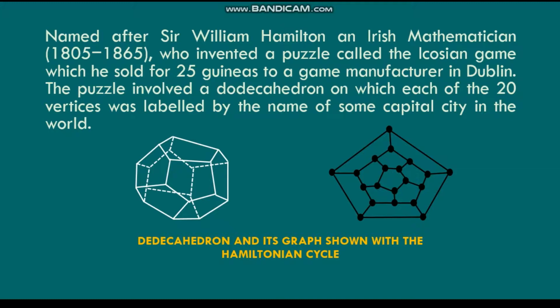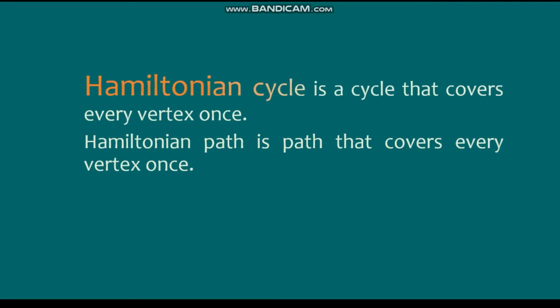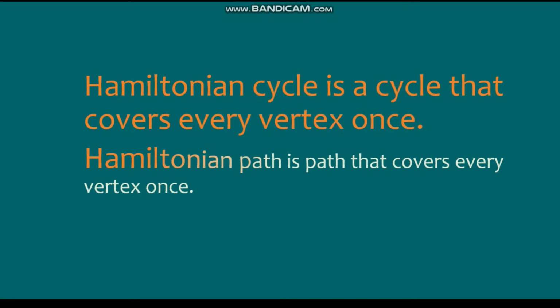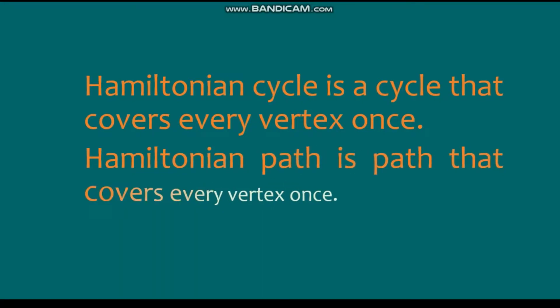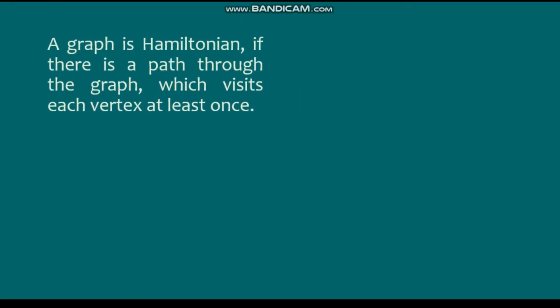There are things called a Hamiltonian path and a Hamiltonian cycle. By the way, what are a Hamiltonian path and a Hamiltonian cycle? A Hamiltonian cycle is a cycle that covers every vertex once. Similarly, a Hamiltonian path is a path that covers every vertex once. A graph is Hamiltonian if there is a path through the graph which visits each vertex at least once.